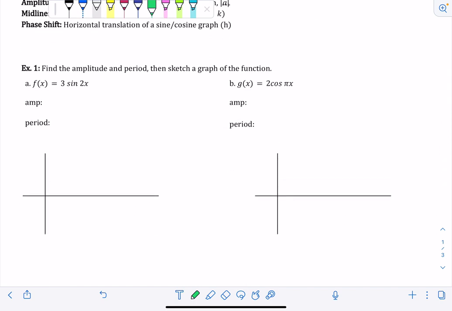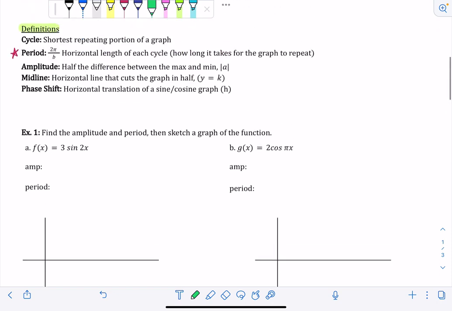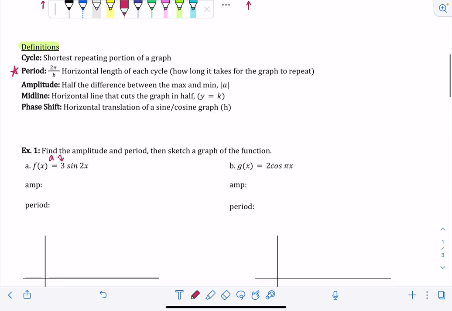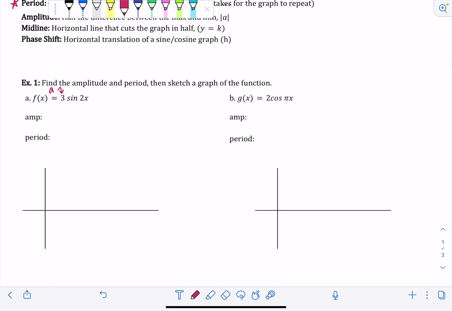Okay, example 1, find the amplitude and period and then sketch a graph of the function. So amplitude, I'm going to go back up here for a second, is always given by a, which is out in front of it, whatever number is being multiplied by the sine or cosine. So for example 1a, it's f of x equals 3 sine 2x. So a would be 3, and then to find the period, we have to figure out what b is.